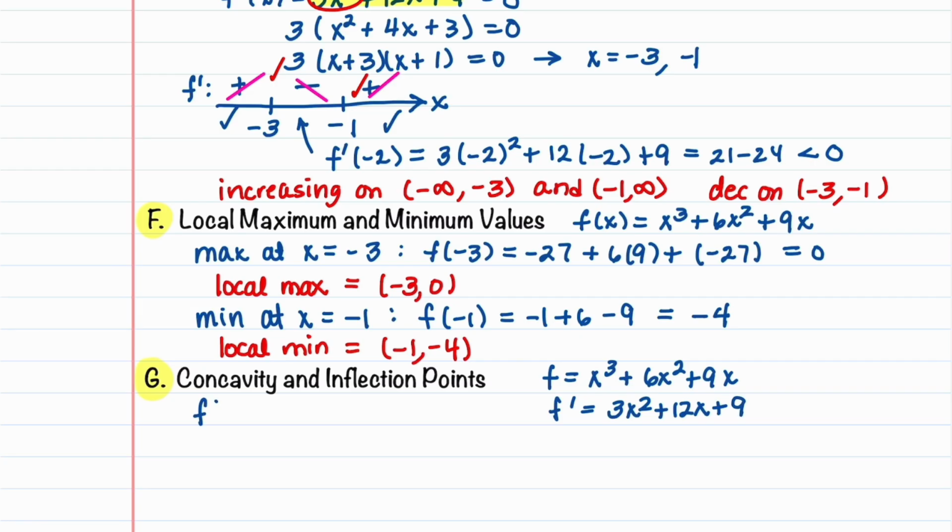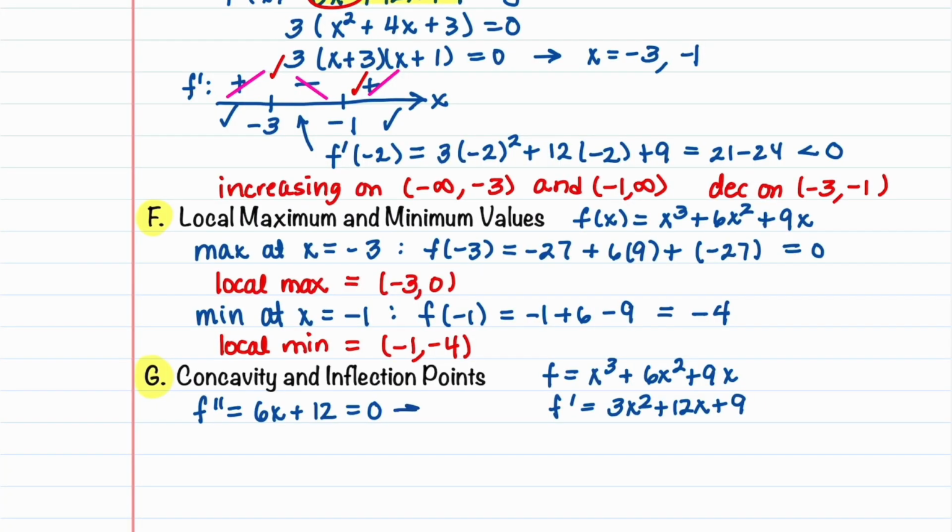Now we can find f double prime. That is equal to 6x plus 12, and we're going to set that equal to 0, and that's going to give us that x is equal to minus 2.